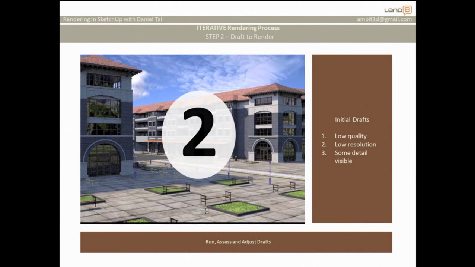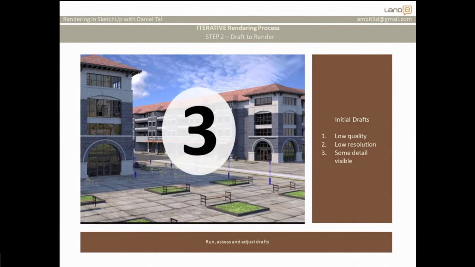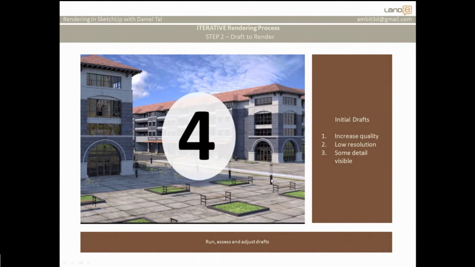I might not like the texture, so I'll keep going from there. And I keep running additional renders really quickly, making my adjustments. In this case, I don't like my pedestrian lights. I ended up adjusting them by the time I got to my 4th render. And in this case, I've started to increase the quality. The image is less grainy, lower resolution still, but more detail is visible.